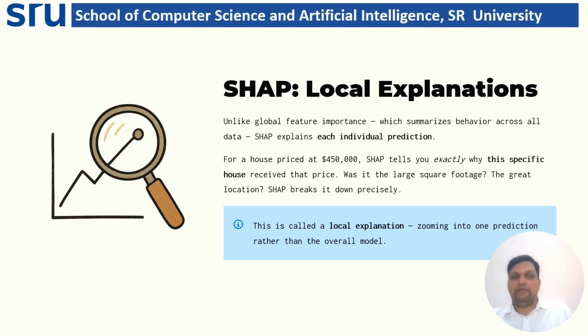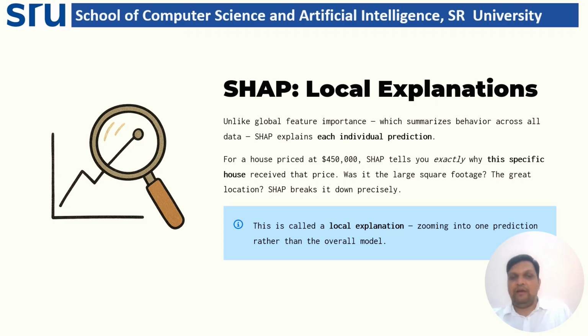SHAP local explanation. Unlike global feature importance, which summarizes behavior across all data, SHAP explains each individual prediction. For a house priced at $450,000, SHAP tells you exactly why this specific house received that price.